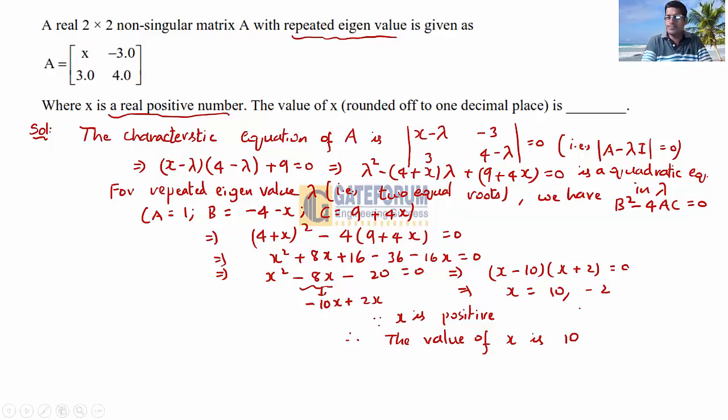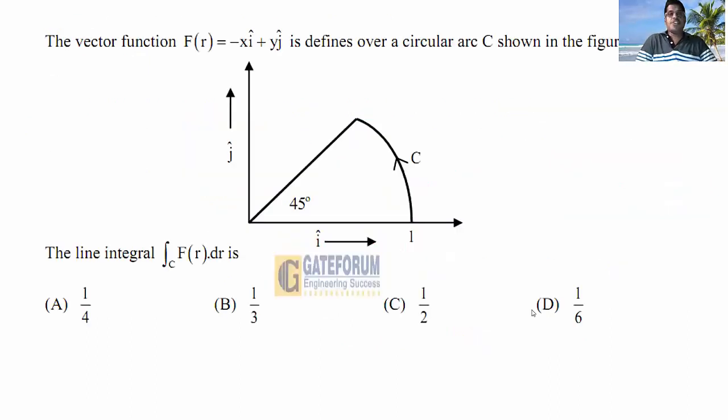This is the end of the question. The next question: the vector function f of r is equal to minus x i cap plus y j cap, defined over a circular arc C shown in the figure. This is along the x-axis and this is along the y-axis, with i cap and j cap the unit vectors along the x-axis and y-axis respectively. A line makes an angle of 45 degrees with the positive x-axis, and this is the circular arc C. The line integral over C of f of r dot dr is given in 4 options A, B, C, D. This question is from engineering mathematics, topic vector calculus, subtopic vector integration, line integral.